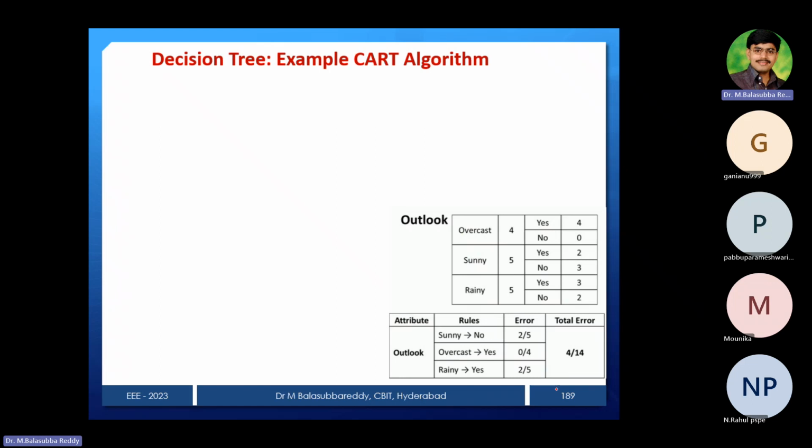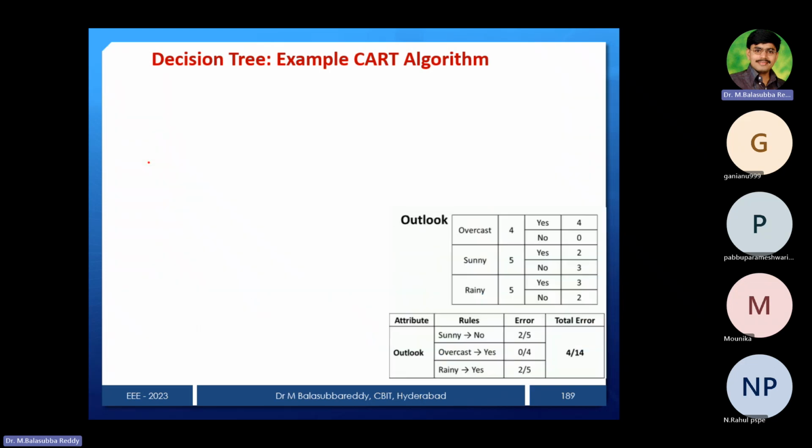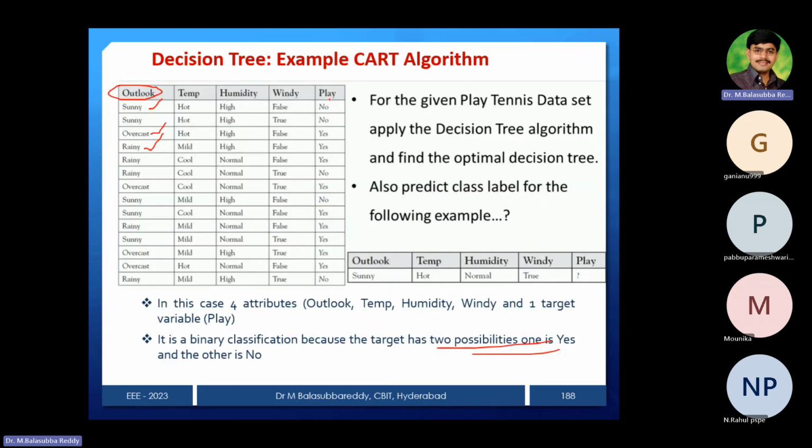In an Outlook attribute, what are the things there? Sunny is one instance, overcast is another instance, rainy is another instance. That's it, 3. So in Outlook, you take it as the Outlook attribute. Again, possibility of sunny, possibility of overcast, and possibility of raining. So now you can see how many yes or no. That's all that is happening. Our target is yes or no only.